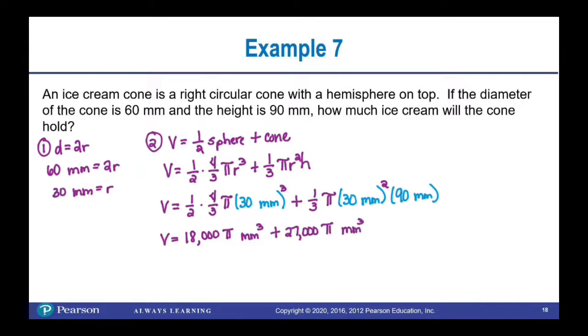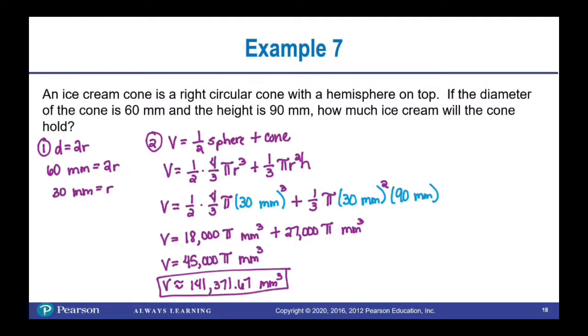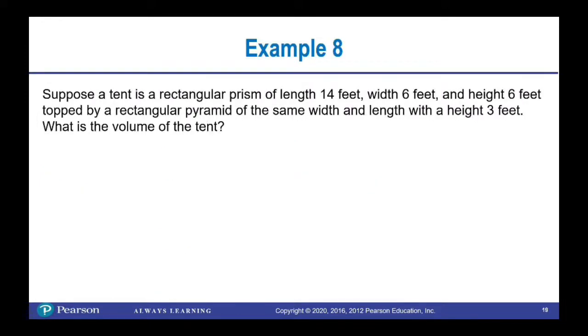Plus, to get 27,000 pi, you type in 30 squared times 90 divided by 3, and that's where the 27,000 comes from. Bring down the pi, and we have millimeters squared times millimeters. That gives us cubic millimeters. These are like terms, so add them together. It gives us 45,000 pi cubic millimeters. Type this into your calculator, and our volume is approximately 141,371.67 cubic millimeters.